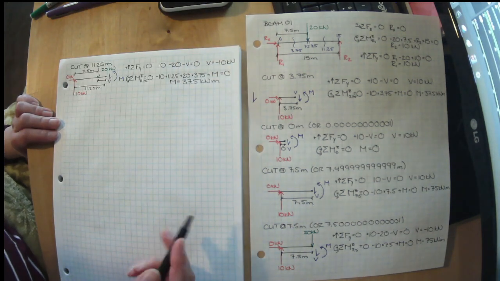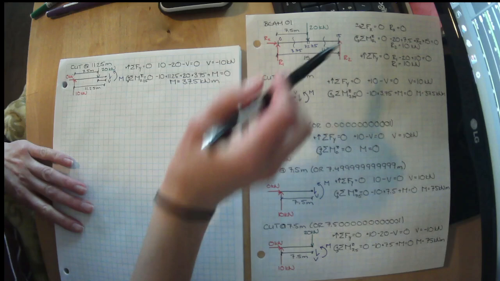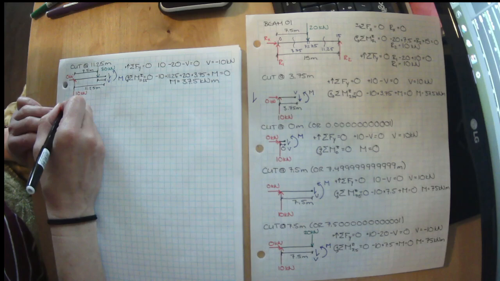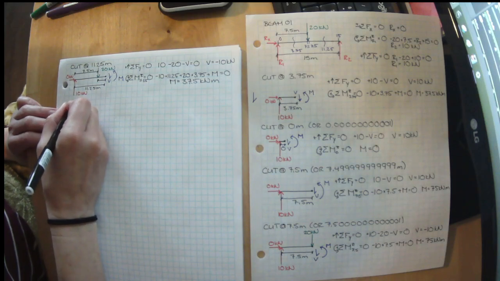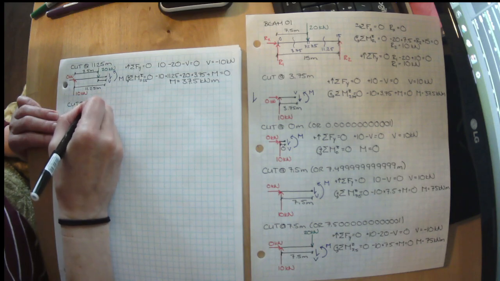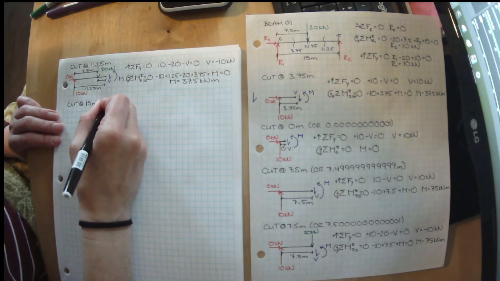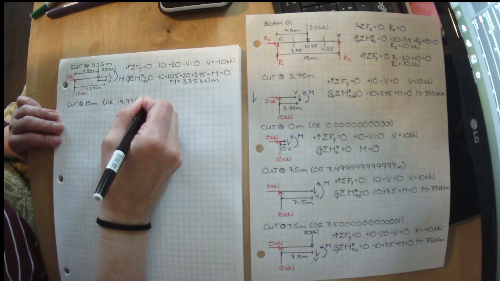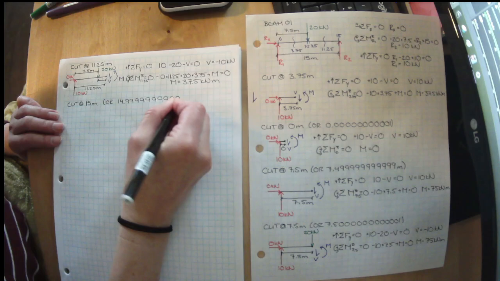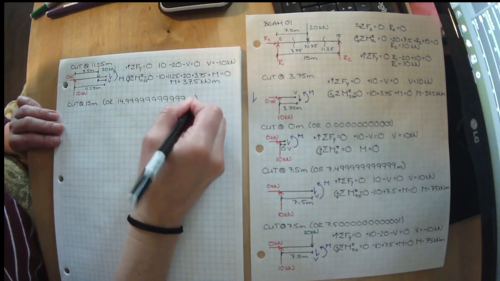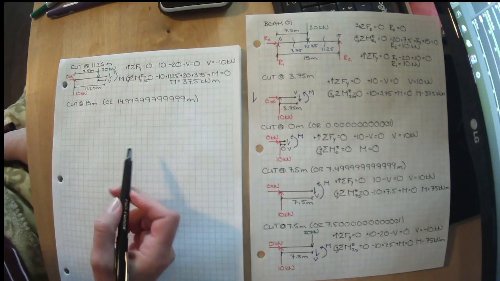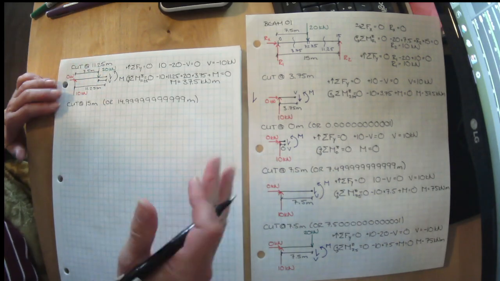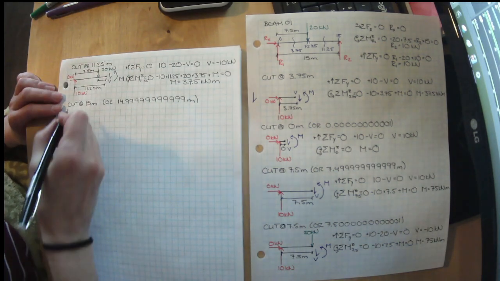All right, one more cut, and then maybe we'll be able to figure some stuff out about this. Let's cut just before our reaction at the other end. So let's cut at 15 meters. Or really, we're saying we're cutting at 14.99999999999 meters. Or if we were plugging it into our calculator, it would just round that to 15. But we're doing it just before we're at the reaction.